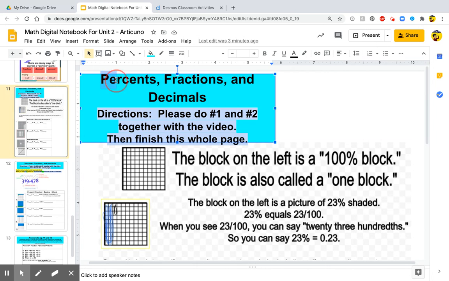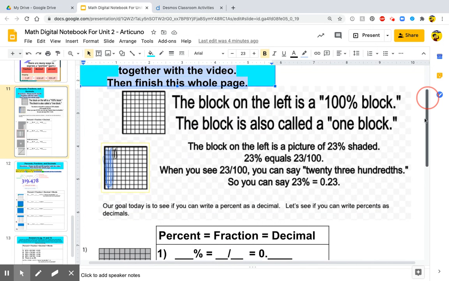So the title is Percents, Fractions, and Decimals, and the directions say, please do number 1 and number 2 together with the video. And so feel free to pause this video, feel free to rewind this video, do what you need to do so that you are learning how to do number 1 and number 2. Not just copying, but true learning, okay?